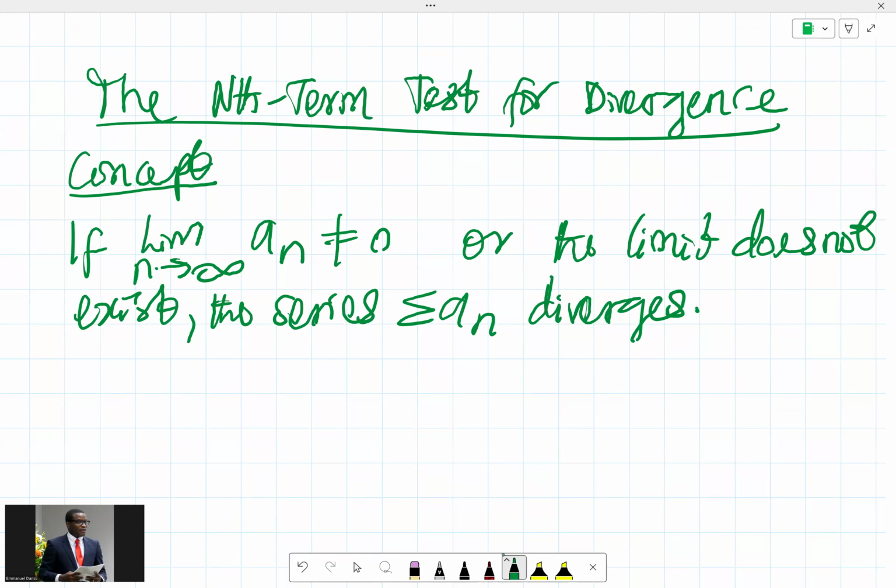So if we have a series and we look at this an and find the limit of that an as n approaches infinity, and it is not equal to 0, or the limit does not exist altogether, then the series diverges. In case you've forgotten, a series is the sum of the terms of a sequence, and that is why sequence and series go together. So for the nth-term test for divergence, this is the situation.